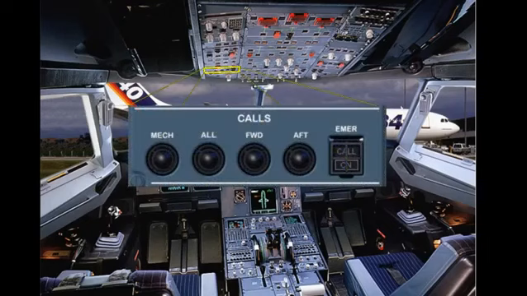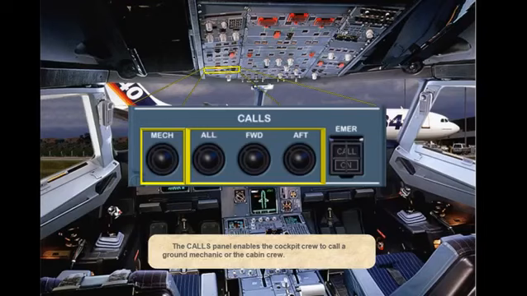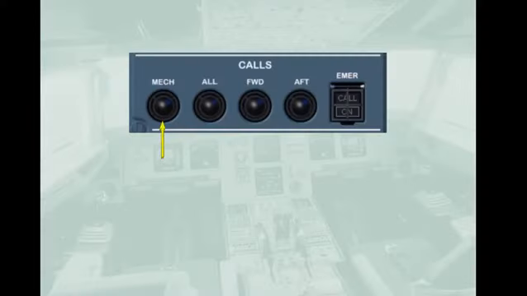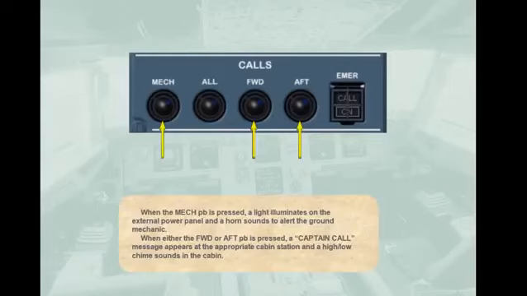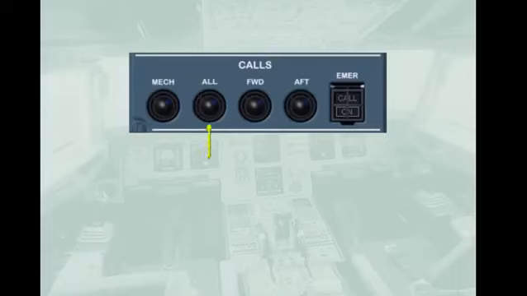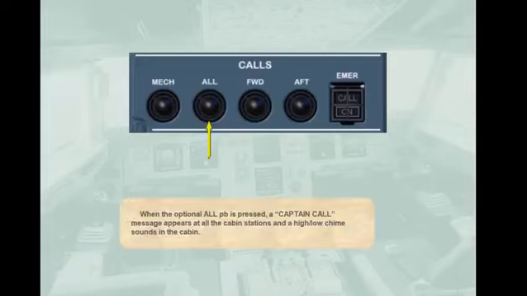The calls panel enables the cockpit crew to call a ground mechanic or the cabin crew. When the MECH push button is pressed, a light illuminates on the external power panel and a horn sounds to alert the ground mechanic. When either the FWD or AFT push button is pressed, a captain call message appears at the appropriate cabin station and a high-low chime sounds in the cabin. When the optional ALL push button is pressed, a captain call message appears at all the cabin stations and a high-low chime sounds in the cabin.